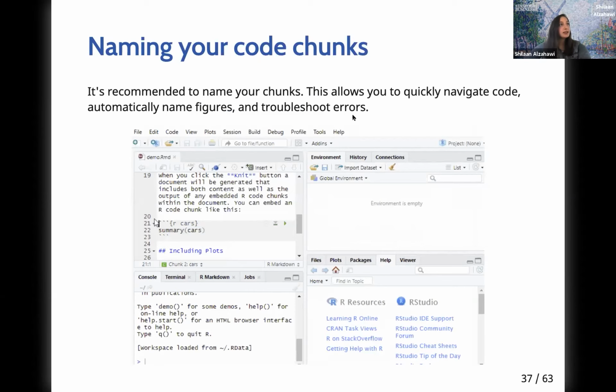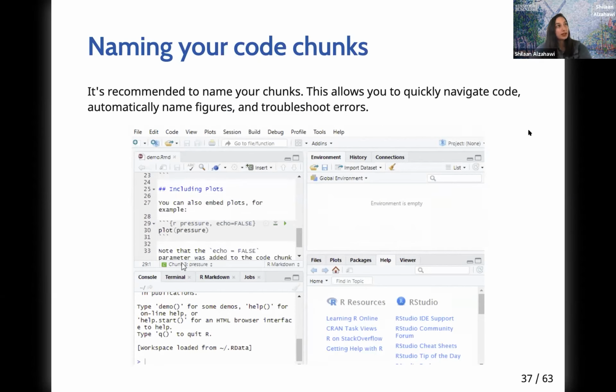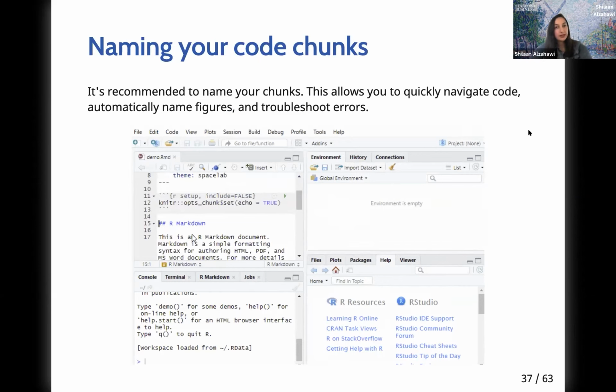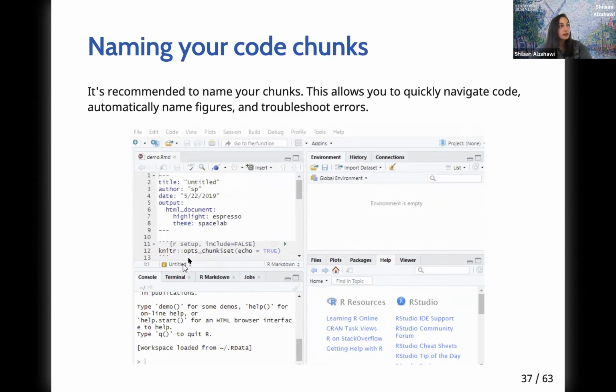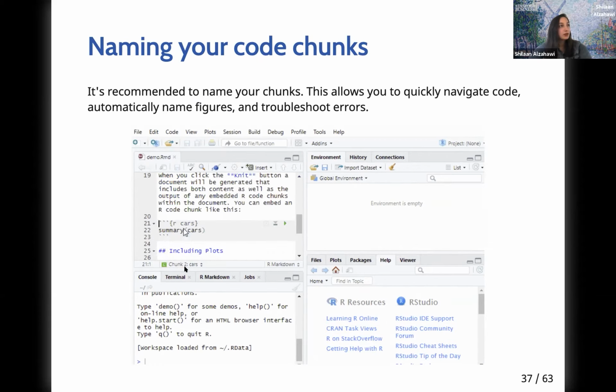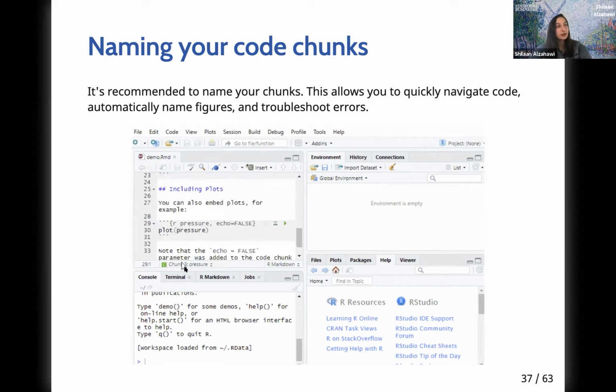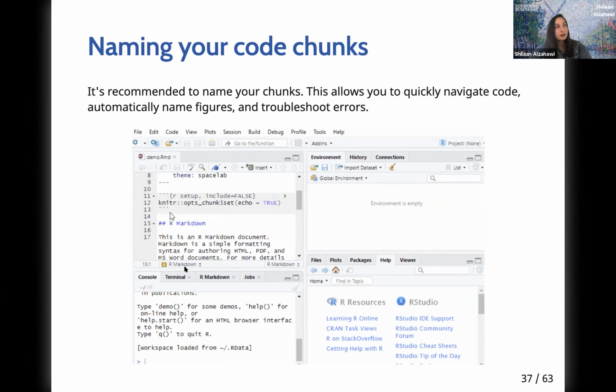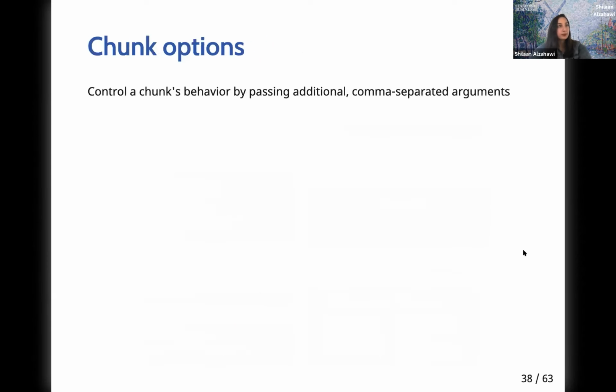So like I said, it's recommended to name your code chunks because it allows you to quickly navigate your code, name your figures, and troubleshoot errors. So like you see here in the GIF, when you click here on chunk, you can jump to different chunks, like chunk 3, pressure, chunk 2, cars, etc.